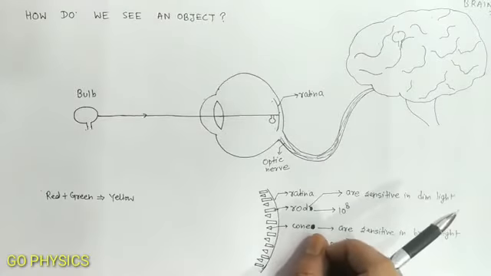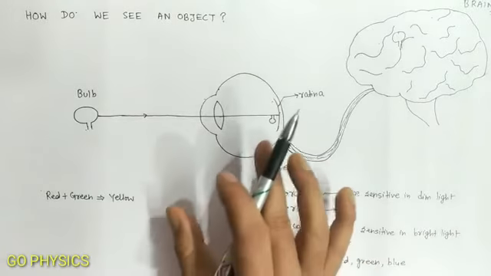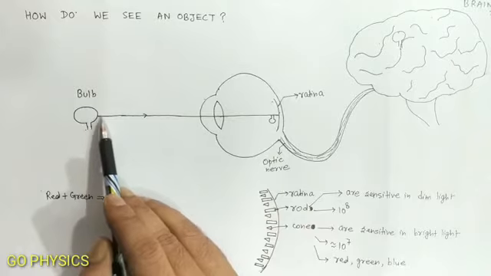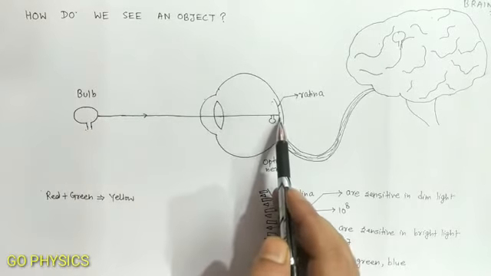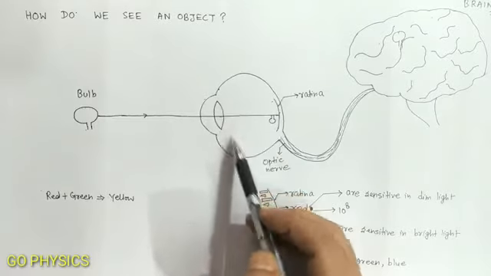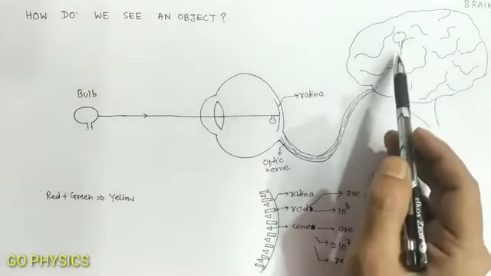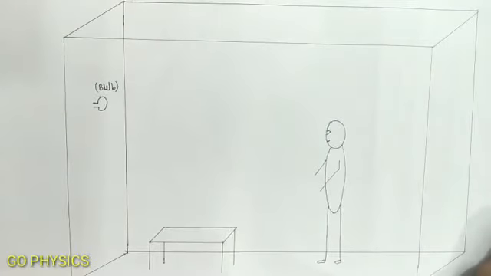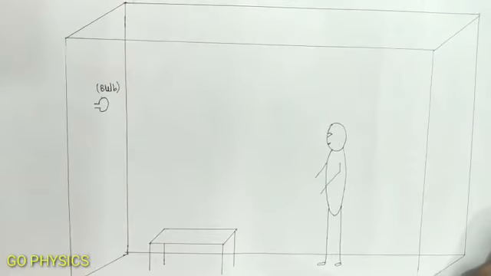So two important things we learn here. To see an object, the light must come from that object and enter our eye. And the second point, we don't see through the eye, we see an object through our brain. Now let us understand the concept. How do we see?